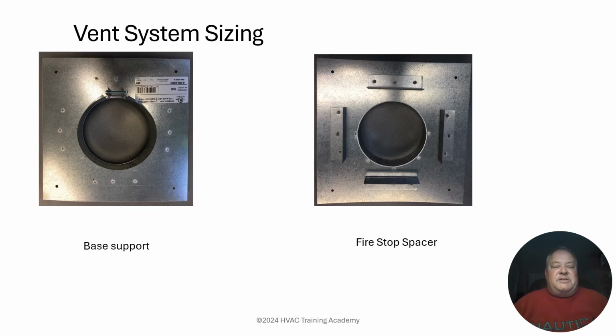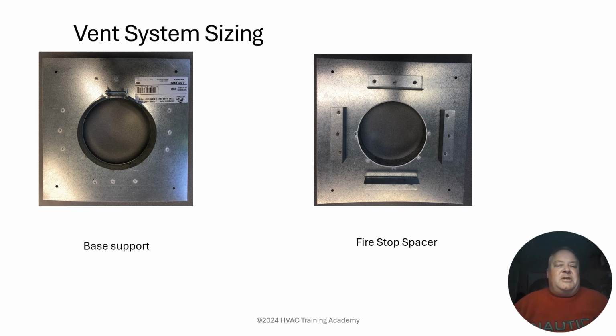The vent system components in a B vent system basically are going to be the base support and the fire stop spacer, or the two that I've got listed here. The base support will be at the lowest point of the venting system, and that's the piece that screws into the wooden floor joists around it to support the weight of the entire venting system.